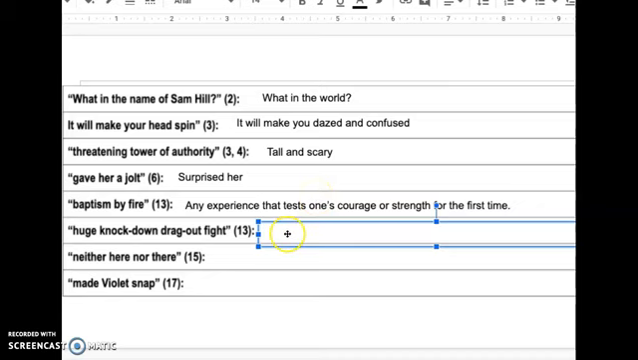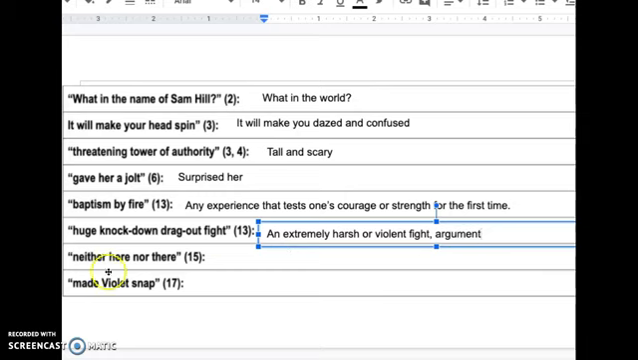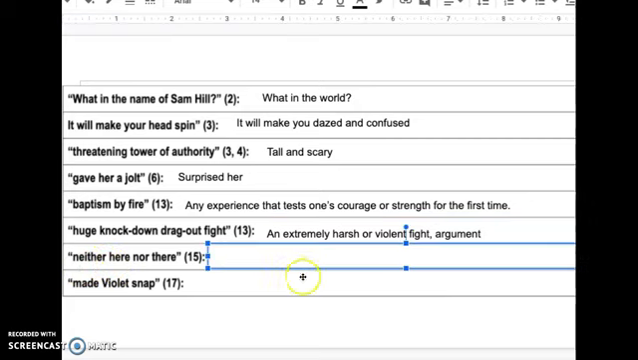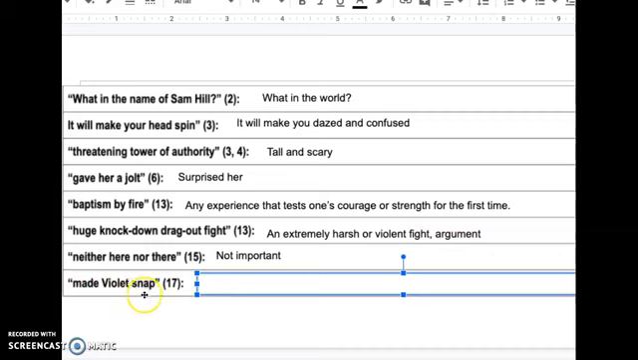It's baptism by fire. Okay, our next figurative language, huge knockdown, drag out fight. Okay, the literal meaning of this is an extremely harsh or violent fight or argument. Okay. All right, the next figurative language, neither here or there, that was on page 15 of the Hope Chest. The literal meaning of that is not important. And then made violent snap, that was on page 17. The literal meaning of that is it made her lose her temper.